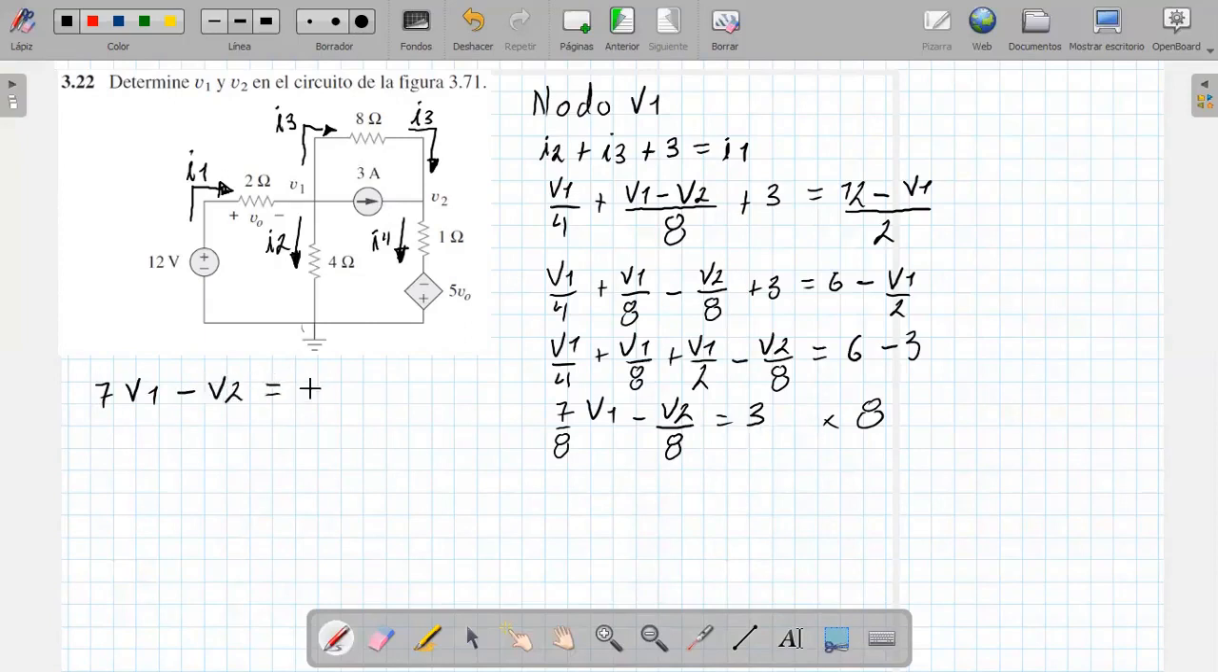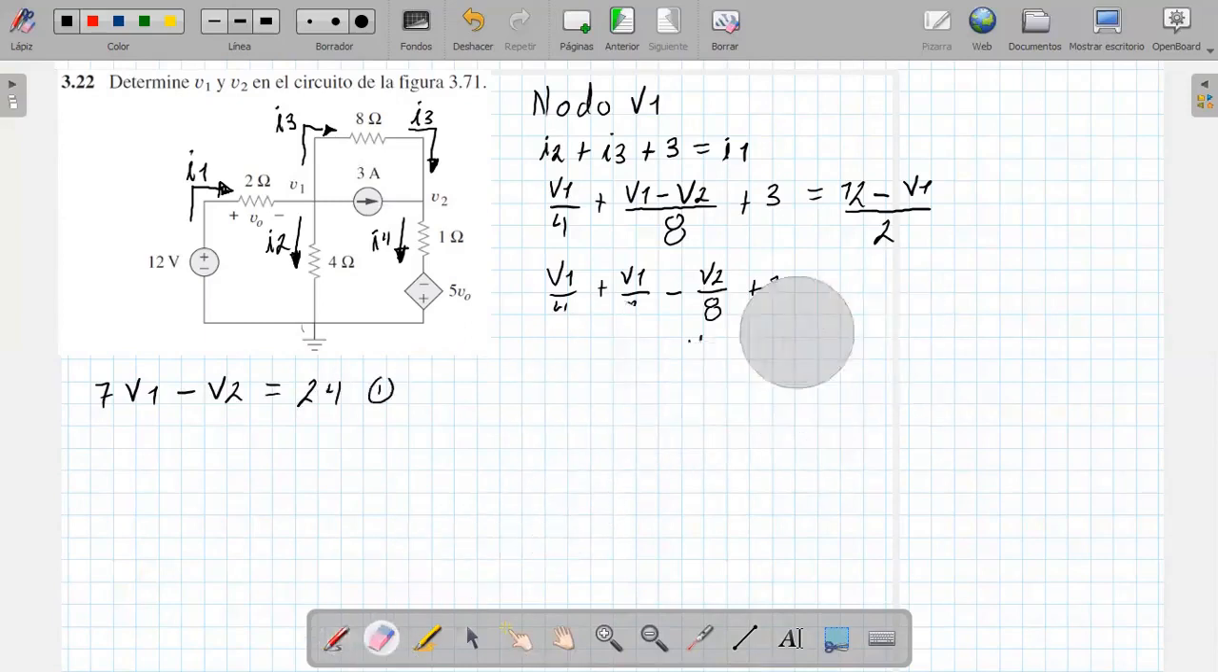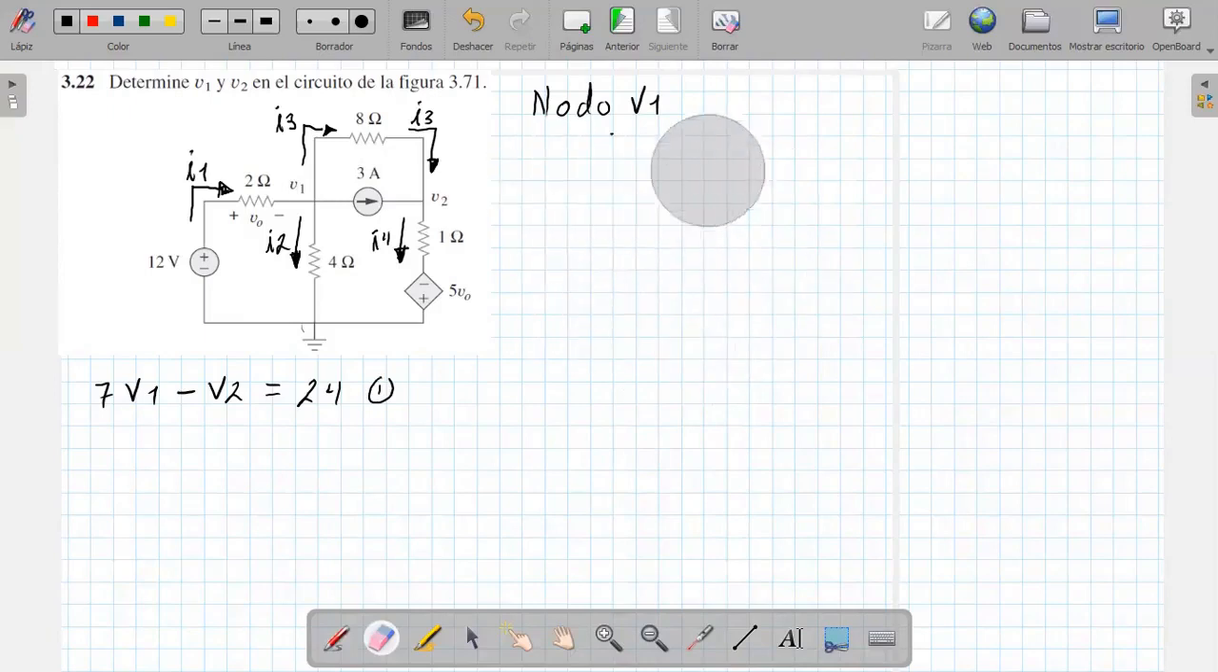Equals 24. That would be our question. I'm going to delete this one.